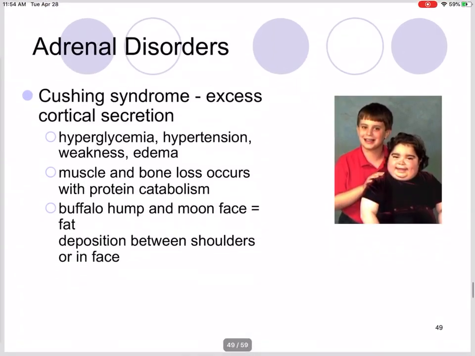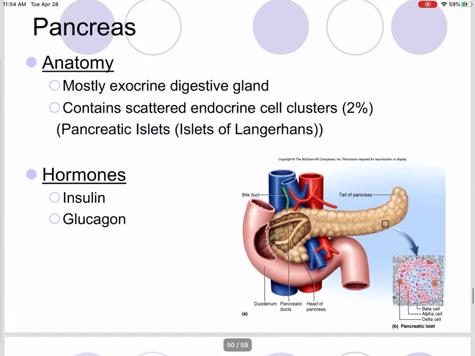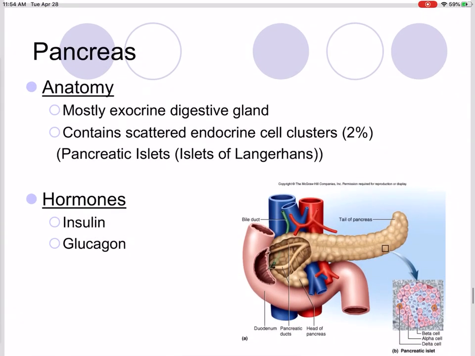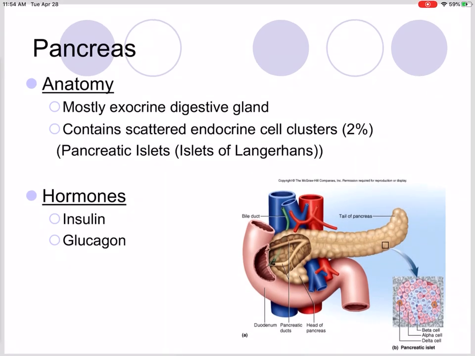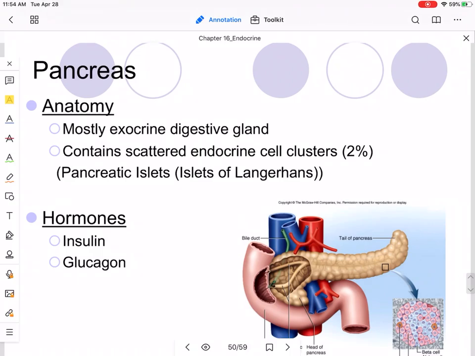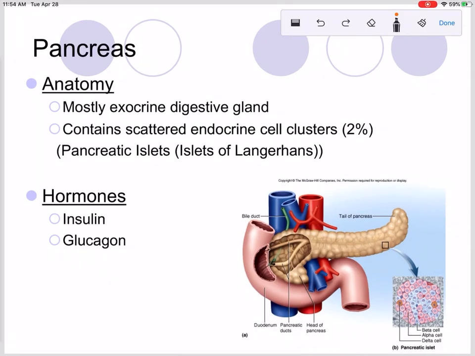All right, so the adrenal glands, our short-term response to stress, adrenal medulla, norepinephrine. Our long-term response to stress, the adrenal cortex, aldosterone, and cortisol. You can read about the adrenal gland disorders, but this will not be on the test. All right, let's talk about the pancreas.